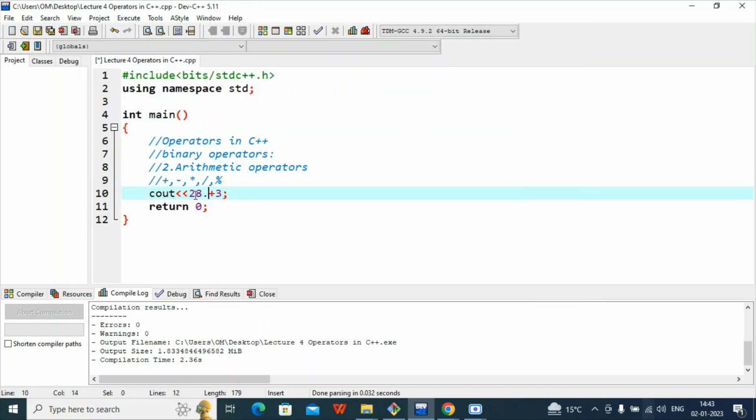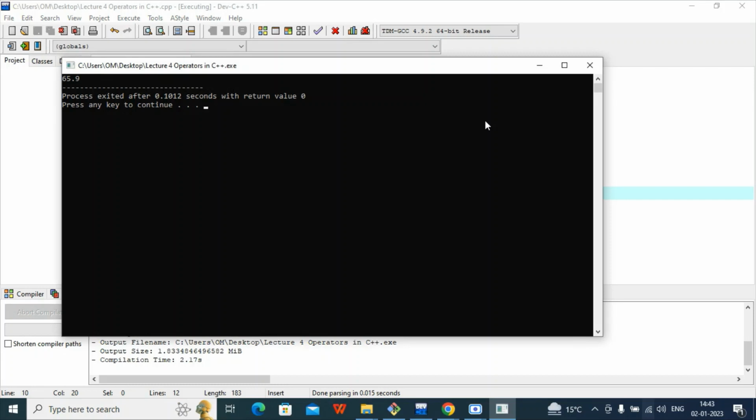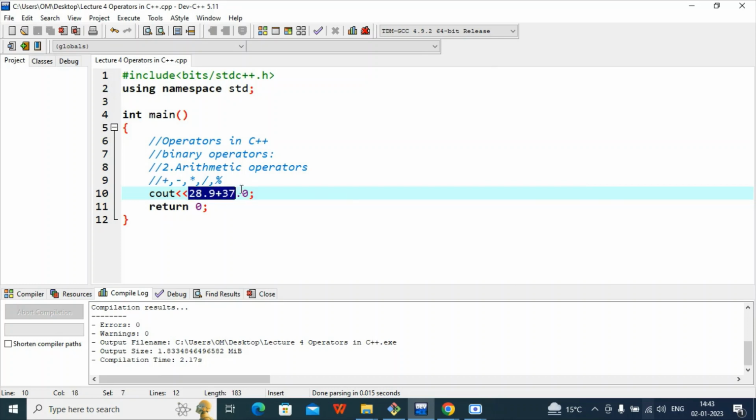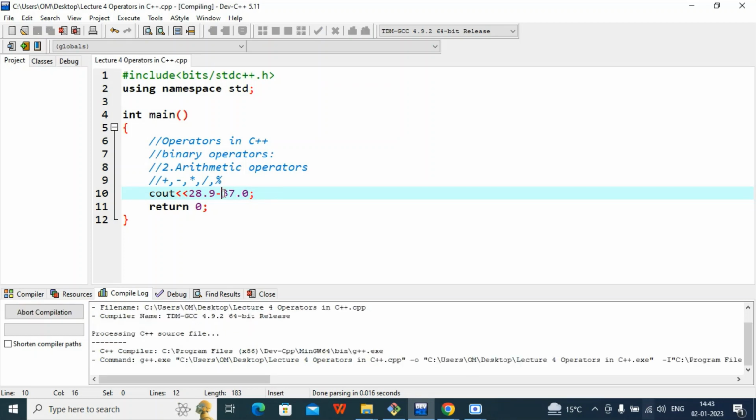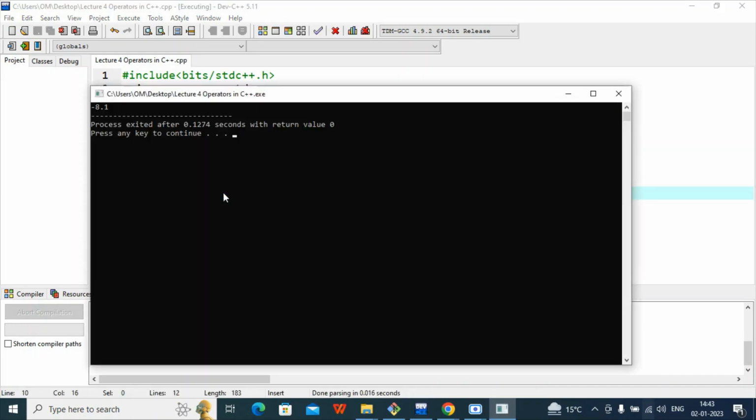Now perform something with some float values, 28.9 and 37.0, let us say. So you got 65.9, something like that, right? Okay, so adding is your arithmetic operator plus. Suppose I put a negative sign here, it becomes another arithmetic operator, that is subtraction. It is your subtraction arithmetic operator. See, you got the value minus 8.1 on the output screen, right?